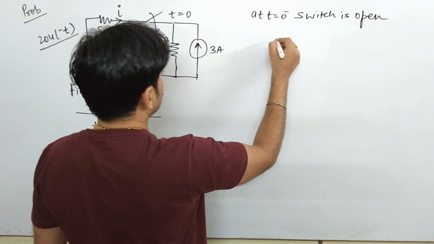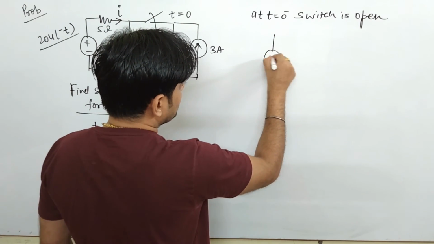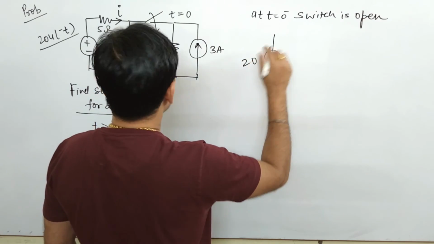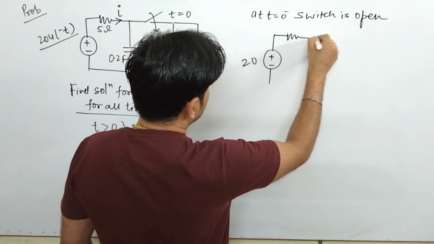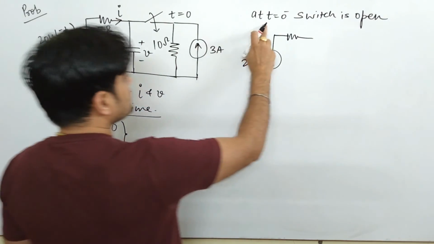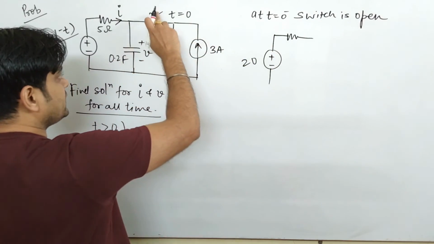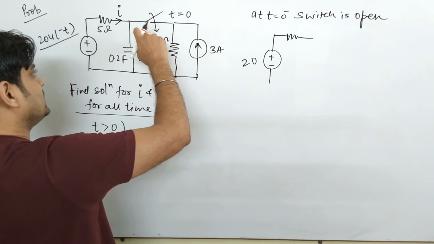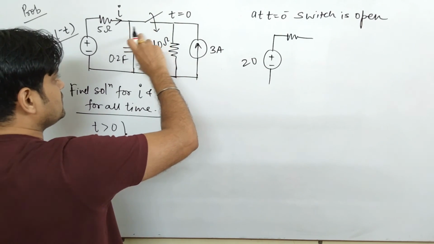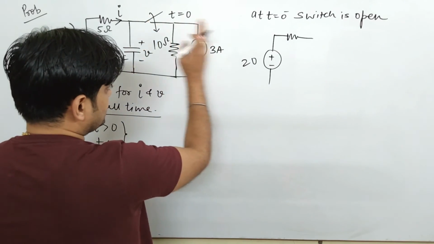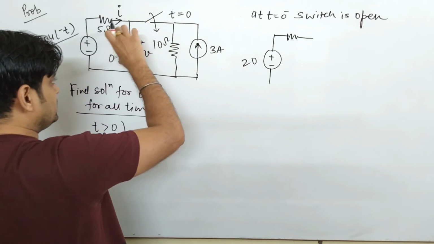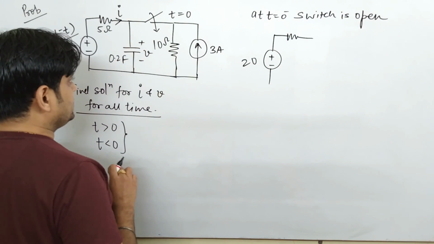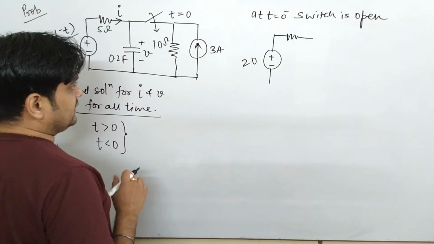So what is your circuit? This circuit will basically act like this. This source will be present here, because it is u(-t). Very important thing: at t equal to 0 negative, the switch is open, that is, for the past time the switch is open. So when the switch is open, this entire circuit is of no use. This circuit will exist because the capacitor is connected here. So we have to consider the part where the capacitor is actually present.